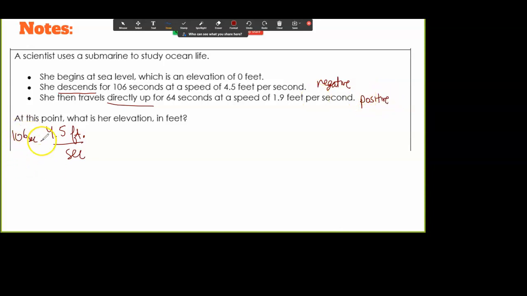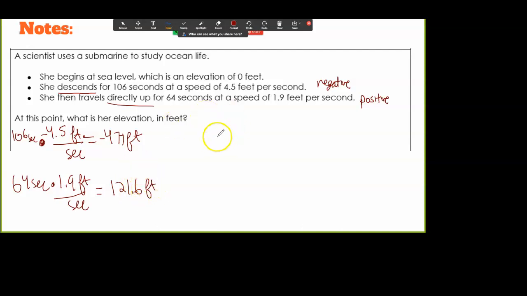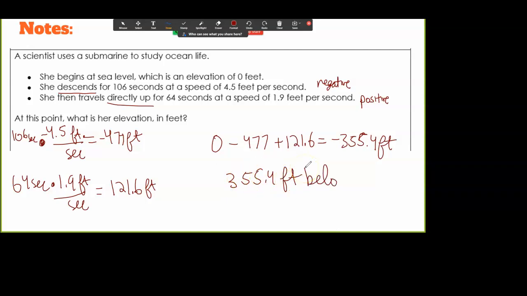It's 106 seconds, so I ended up traveling 477 feet. This is a negative because I was going down. And for 64 seconds, I traveled 1.9 feet per second, so that means I went up 121.6 feet. I started at 0, then I went down 477, then I went up 121.6. So I end up at negative 355.4 feet, below sea level.